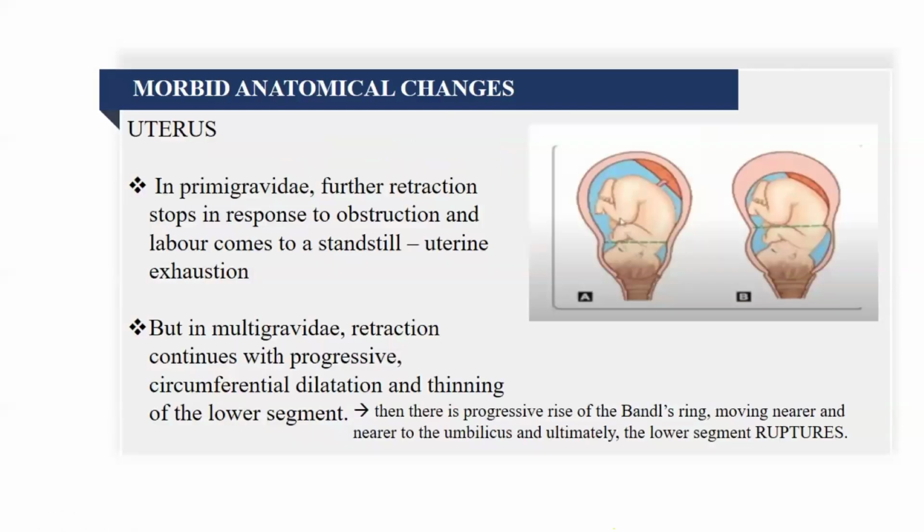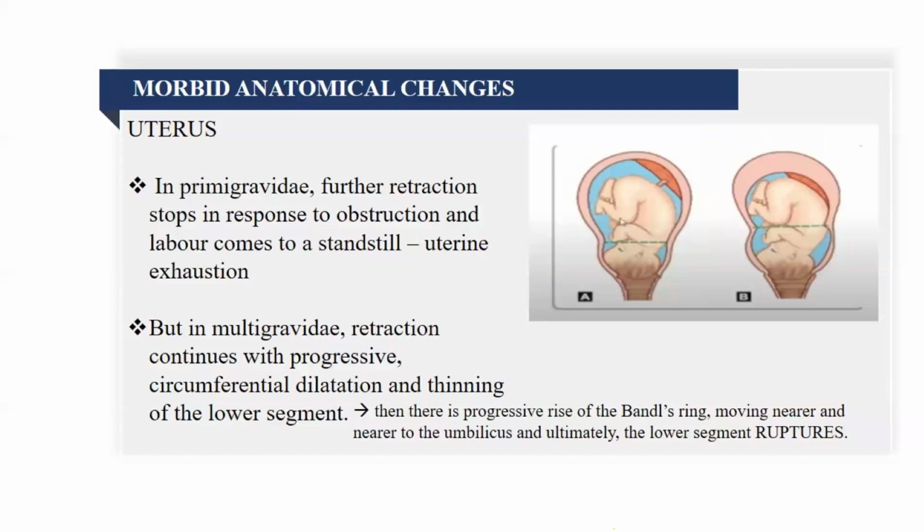In a primigravida, as the uterus tries to overcome the obstruction, after sustained tetanic contraction of the uterus, at some point further retraction stops in response to the obstruction, and the labor process comes to a standstill. This is known as uterine exhaustion. But in multigravidae, the retraction continues with progressive circumferential dilatation and thinning of the lower segment. So it keeps on pushing.